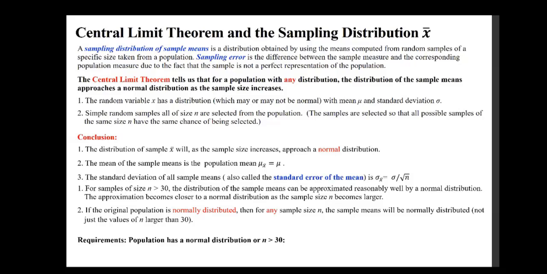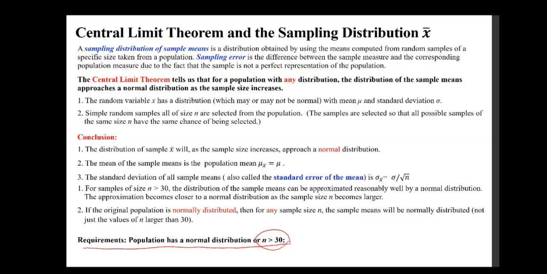If the original population is normally distributed, then for any sample size n, the sample means will be normally distributed, not just for values of n larger than 30. Now, what do we mean by that? I want to give you the synopsis of what's happening here. In short, and this is extremely important to understand, is really the synopsis of the whole thing written at the bottom. Either the population is normally distributed or not. If the population is normally distributed, so is the sample. But if it's not, n must be larger than 30.